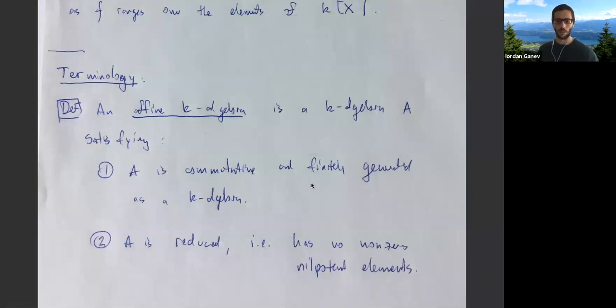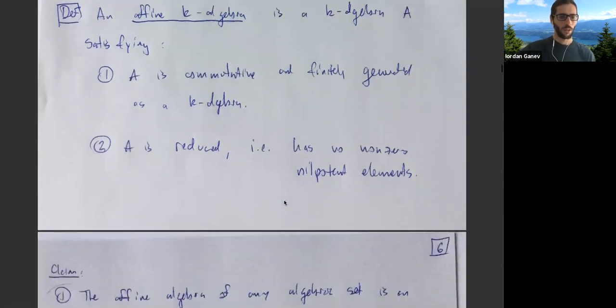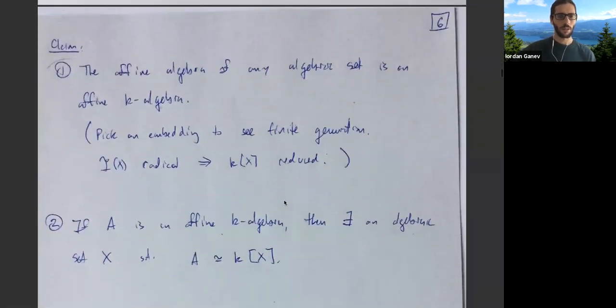So it could still be not an integral domain. Integral domains are rings with no zero divisors. So affine K-algebras could have zero divisors, but they have no non-zero nilpotent elements. And they're commutative and finitely generated as a K-algebra. So not necessarily as a K-module, that's very strong, but as a K-algebra. And the upshot here is that the affine algebra of any algebraic set is an affine K-algebra. And you can think about why that's true. It amounts to picking an embedding to see the finite generation and observing that I(X) is a radical ideal and that it's just simple commutative algebra implies that this algebra is reduced.